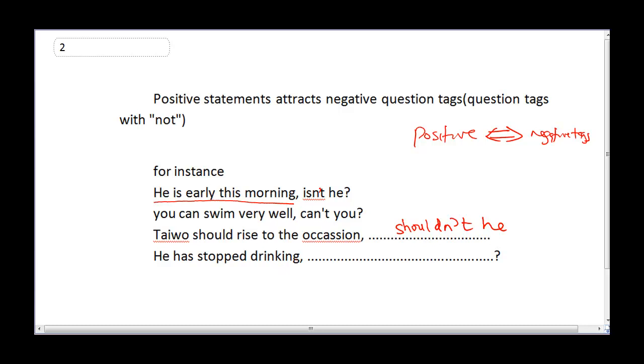Okay. He has stopped drinking. Positive statement. He has stopped drinking, hasn't he? Okay, so you can see all our positive statements carry what? A negative tag. Okay, let's go forward to studying negative statements.